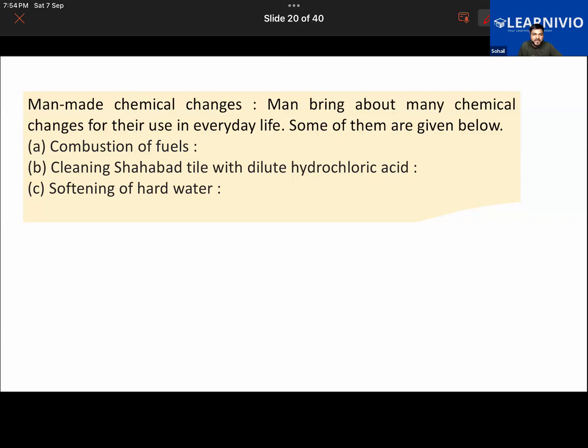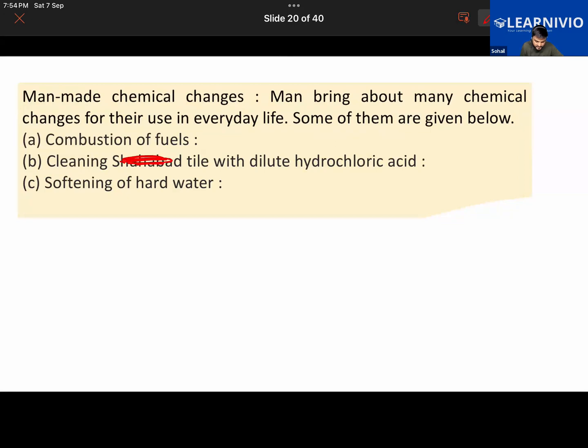Then we have man-made chemical changes. So man also brings about many chemical changes for use in everyday life. Some of them are as follows: combustion of fuel, right? Combustion here basically refers to burning. Or for example, cleaning of tiles with dilute hydrochloric acid. Let's say in the kitchen, if so much dirt accumulates that it is hard to clean with a normal cleaner, then you have to use some acid in order to clean that dirt off the tiles.